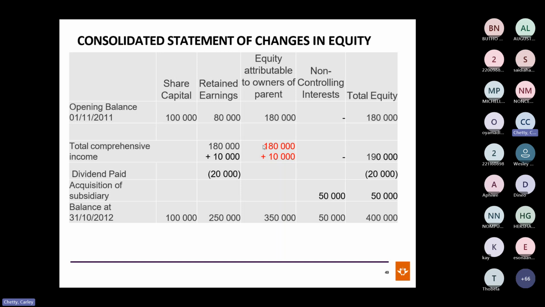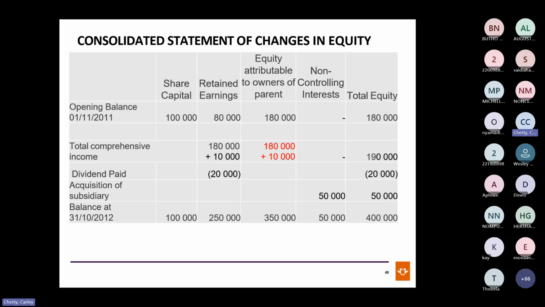We have the total comprehensive income and gain on bargain purchase. That will equal 190,000 in the total equity column. Then we have a dividend paid, which is 20,000. Then we have our non-controlling interest arising on acquisition. And then we have our final total in the total equity column of 400,000 Rand.